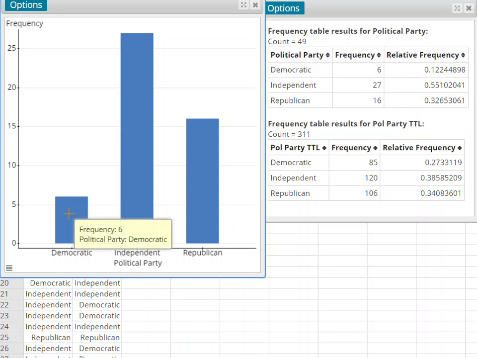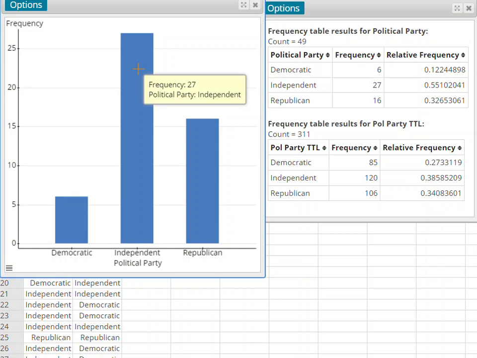The height of this bar is the graphical display of the results from the spring semester survey. So I can see that a total of 6 people responded that they were in the Democratic Party, and that corresponds over here with my frequency value in the table. So my bar graph becomes a picture representing the table that I have over here.